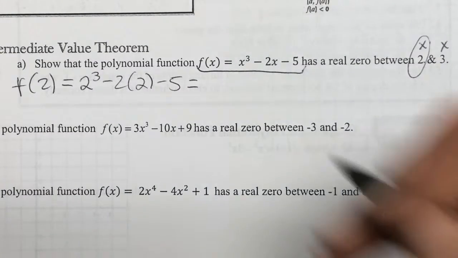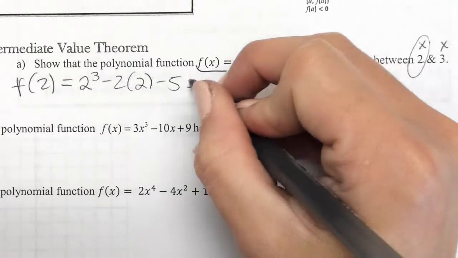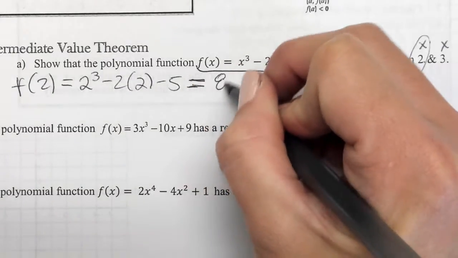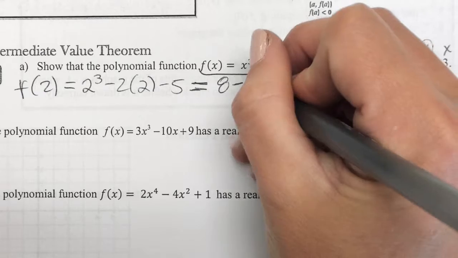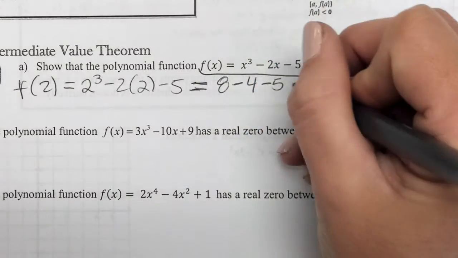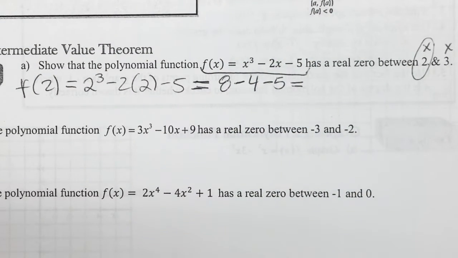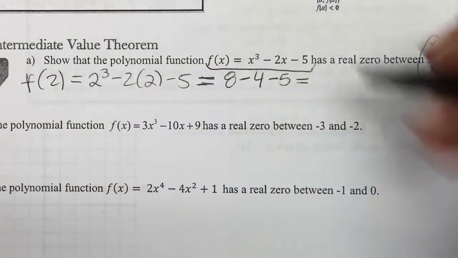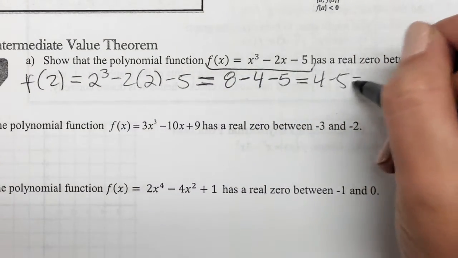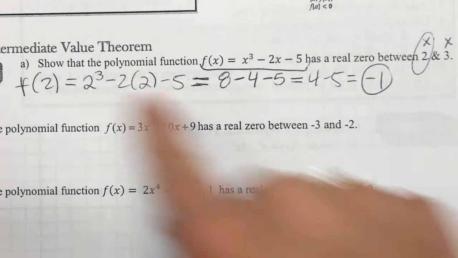2 cubed is what? Y'all know this. 8. Ooh, I need to have a perfect cubes test. Maybe that will be coming up. Alright, negative 2 times 2. I can't have multiplication now. That's just sad. Alright, 8 minus 4. Minus 5. Very good. So the y value at 2 is negative 1.